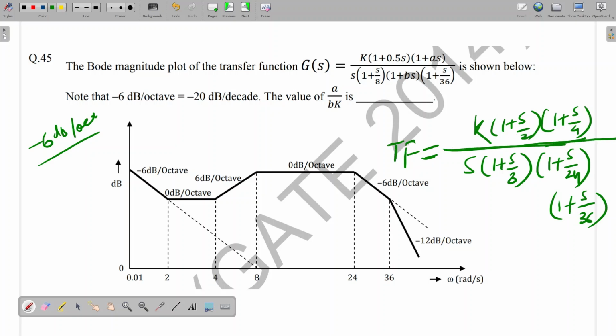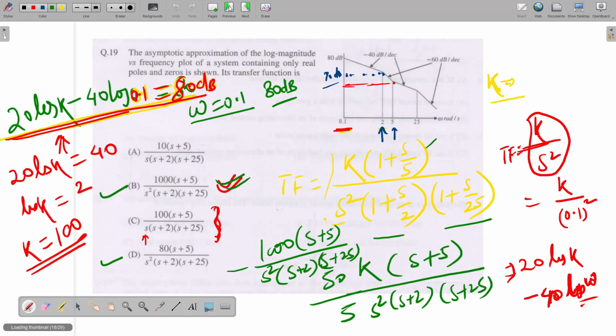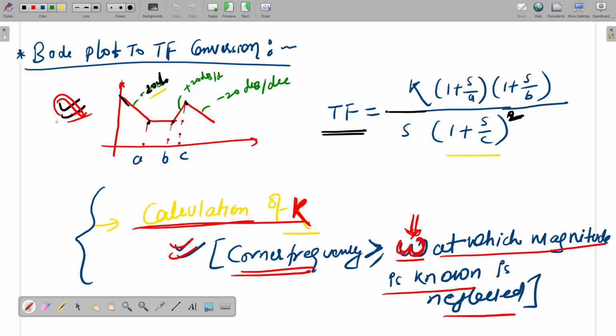If any doubt is there, sir, once again explain how you can write a transfer function from Bode plots. See, I will just explain the rule first, which I had told initially. So this is the rule. If any Bode plot is given, we'll see the starting slope. The starting slope is minus 20 dB per decade.